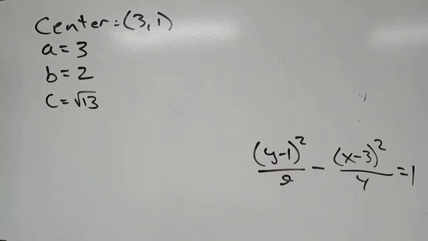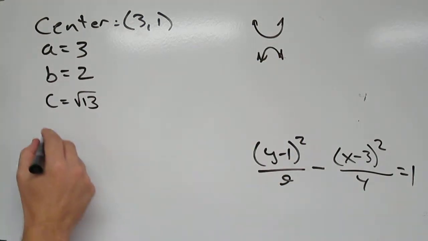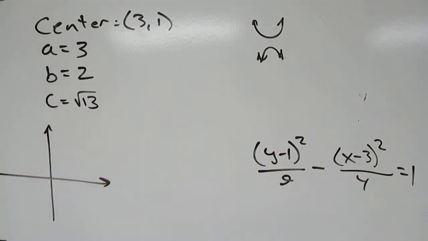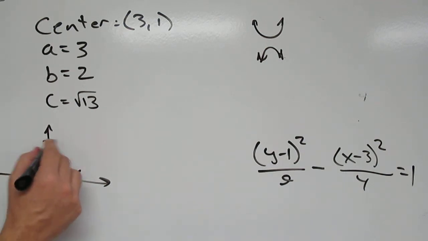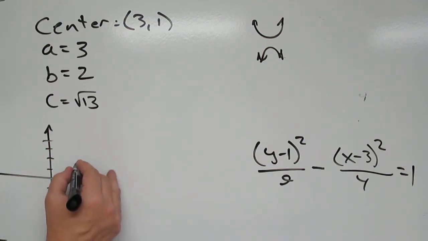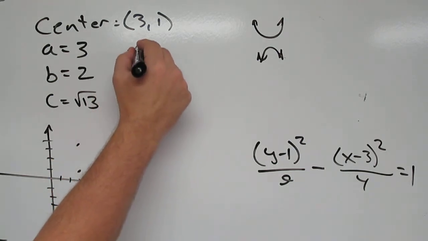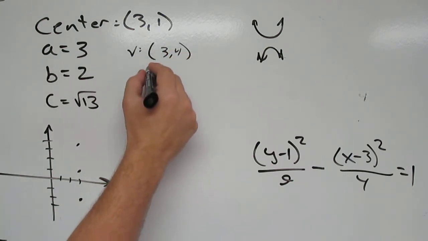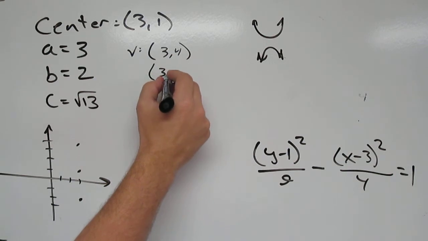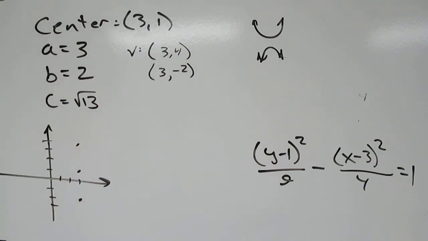So notice the y came first. What does that mean? That means this thing's going to open up and down, so that's going to have some effects on some things when we try to find our vertices and our foci. First I'm going to start at 3, 1. There's my center. Now I'm going to go up 3 and down 3 to get to my vertices. 1, 2, 3. So I would have vertices at 3, 4 and 3, negative 2. Notice those changes went to the y.